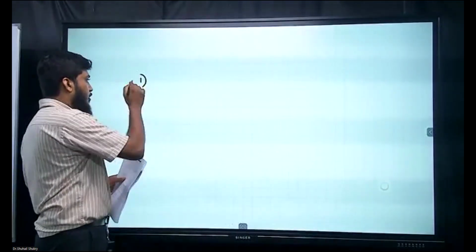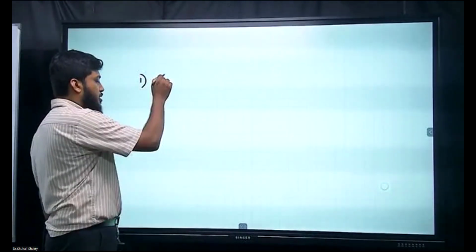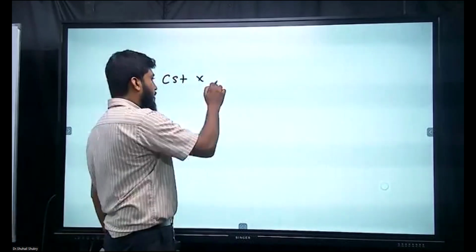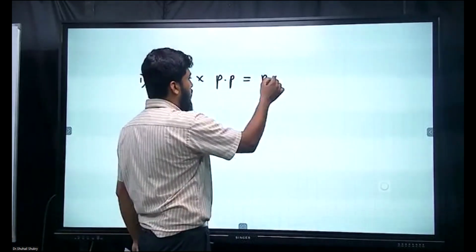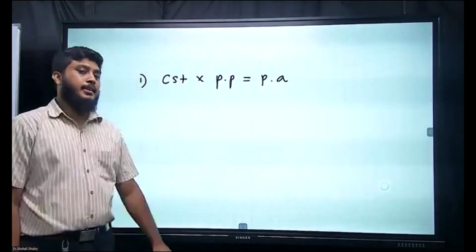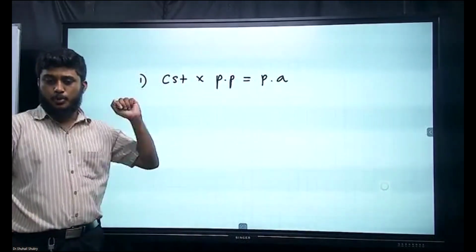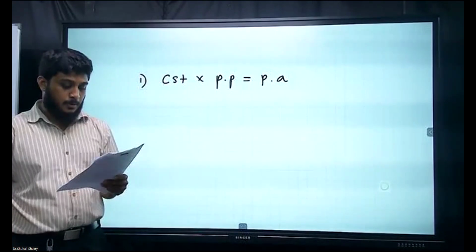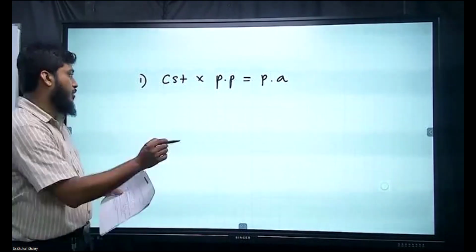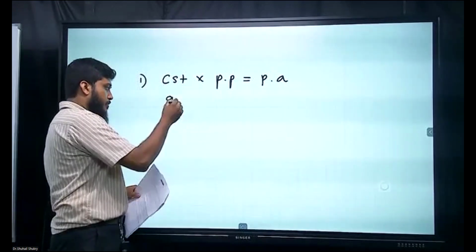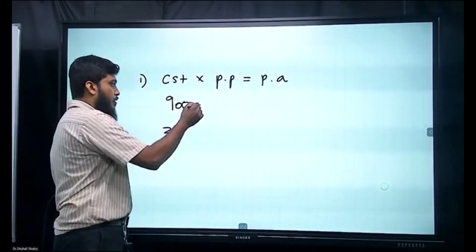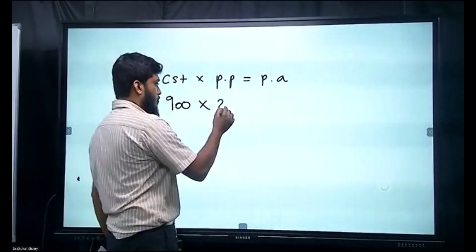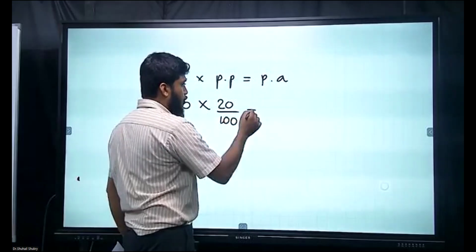The first thing, you write the percentage formula. How do you write it? Cost into profit percentage equals profit amount. You get the standard formula, just writing it for our ease. What is the cost of the shoe? 900. So you have to put 900 in this place. Profit percentage? 20%.